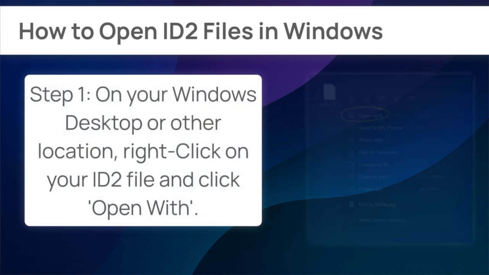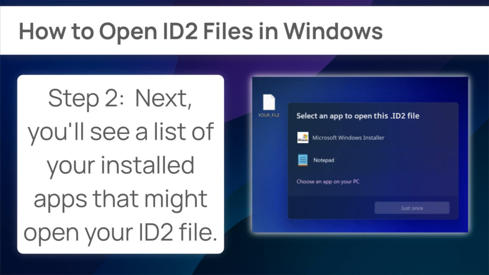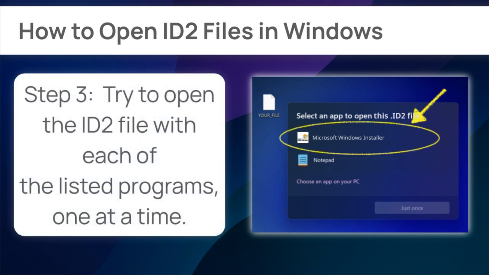We'll begin by checking potential openers. Right-click the ID2 file and click Open With. If Microsoft Windows Installer is present, use that first. If it's missing, select another program. A quick test will reveal the right app.